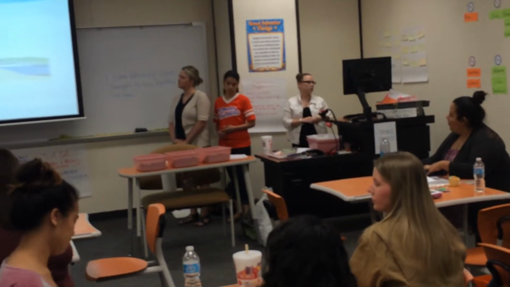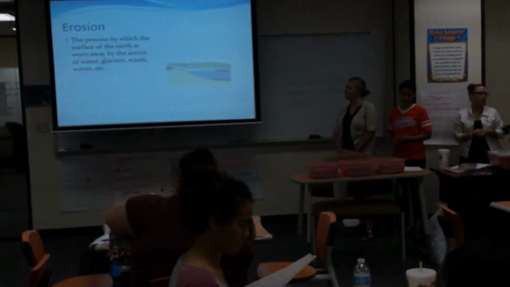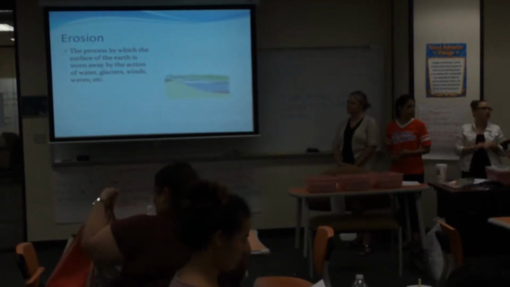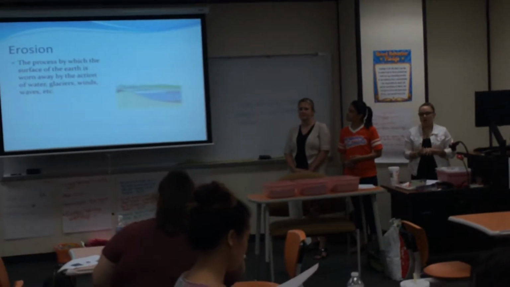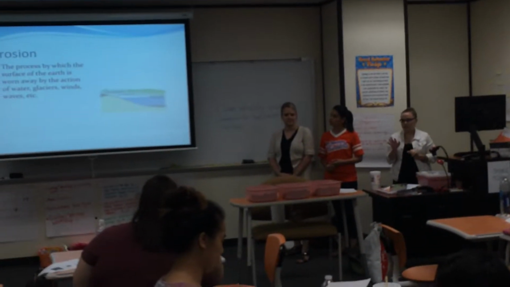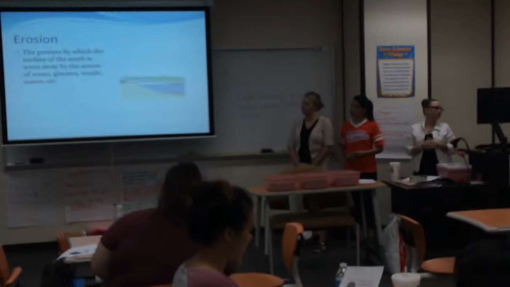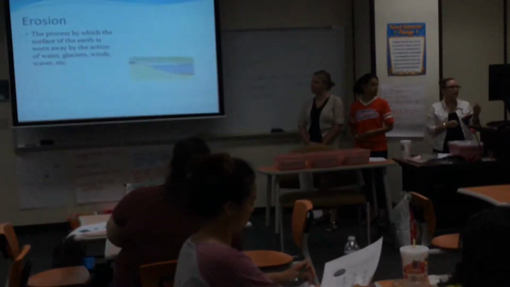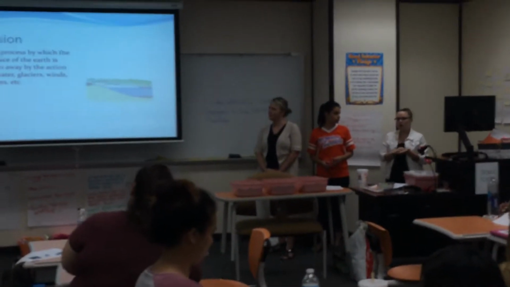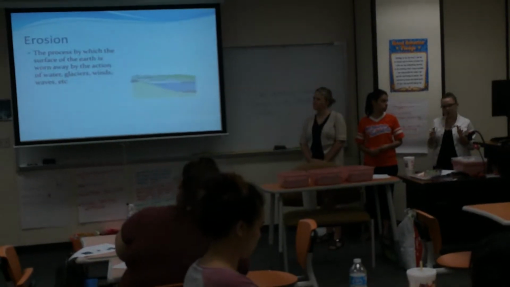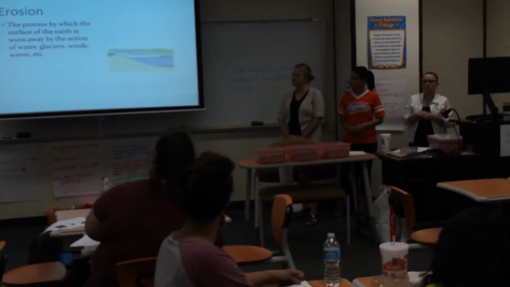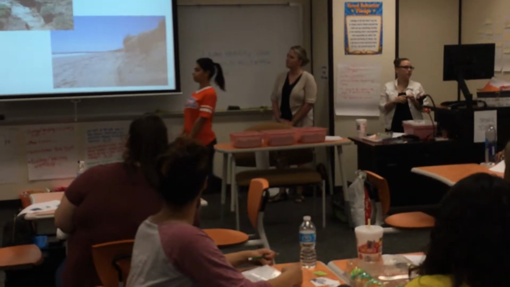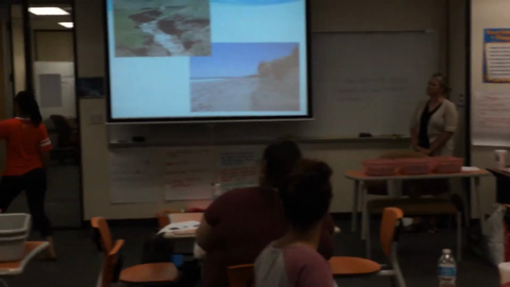And erosion, the process by which the surface of the earth is worn away by the action of water, glaciers, winds, waves, etc. And this is what our lab will focus on today, erosion. And the water and glaciers, winds, those are all called elements of the earth when we're going further into our lesson. And then here are some more examples of different types of erosion.